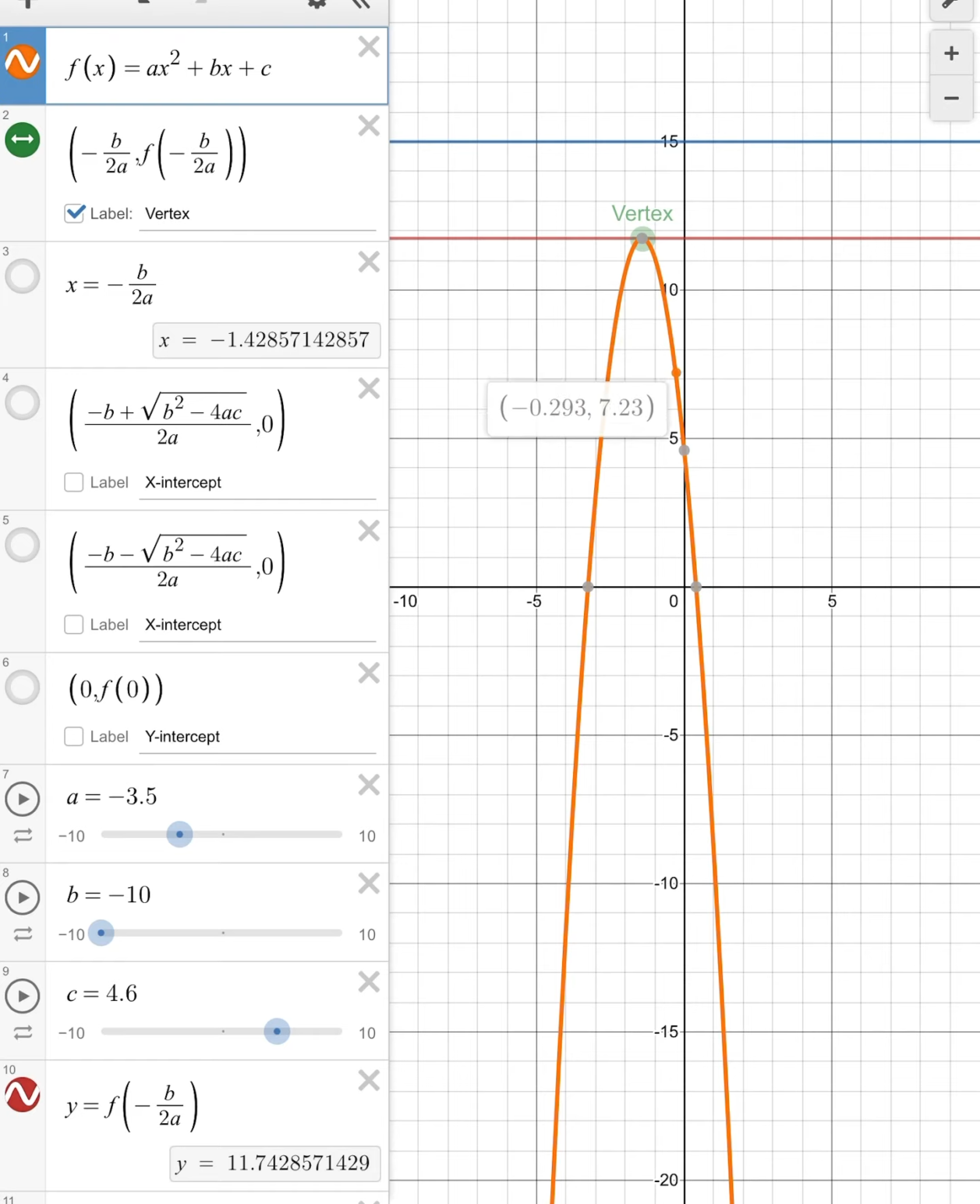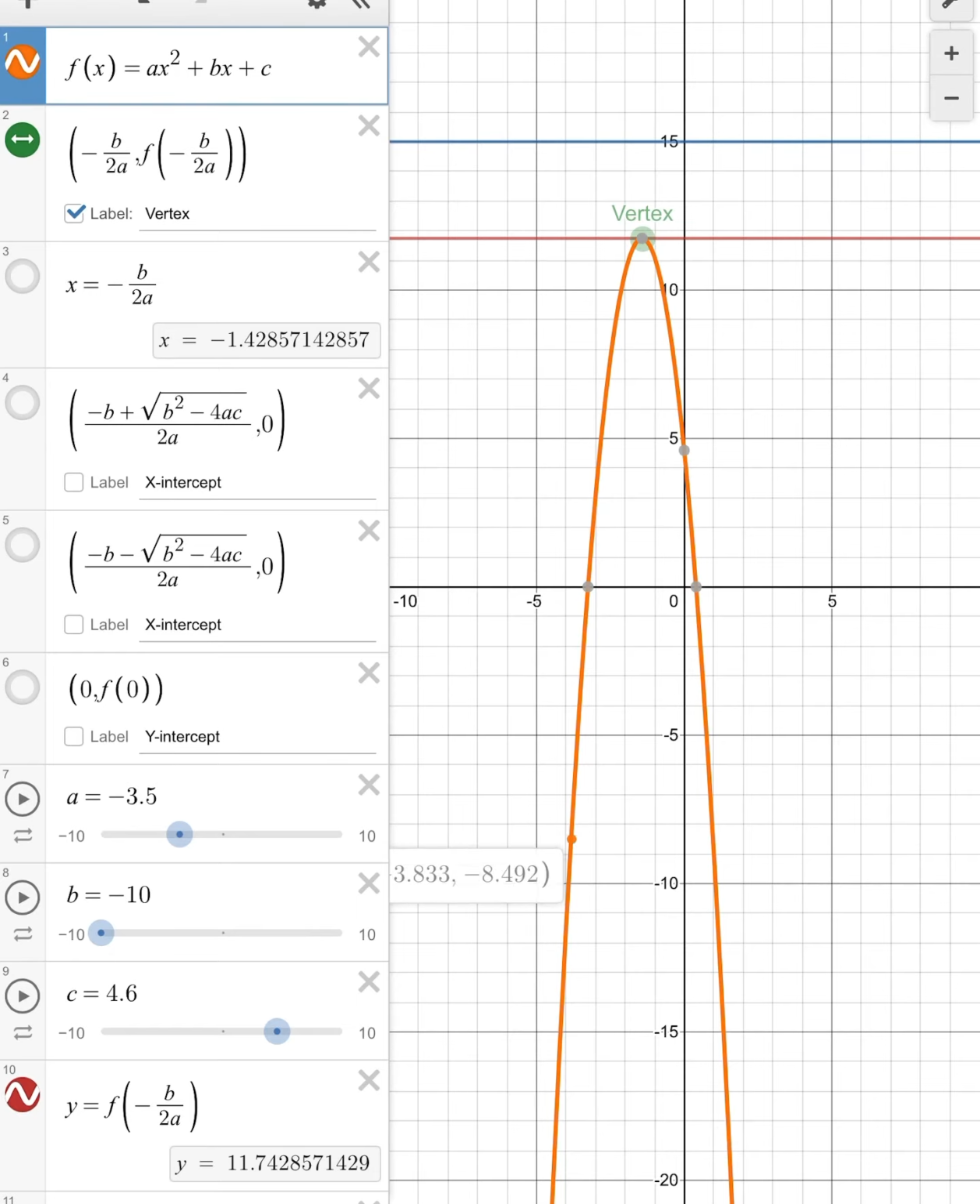Here's my parabola. I'm moving this magical point. There's no point on our parabola where y is going to equal -15 or +15. That's never going to happen. The highest value I can get for my parabola is at the vertex. That's the highest value, about 11.725.